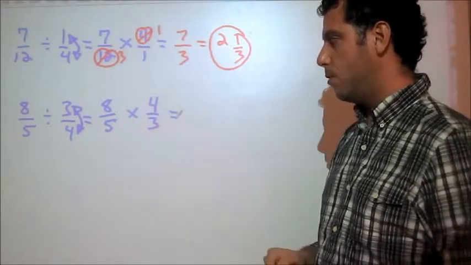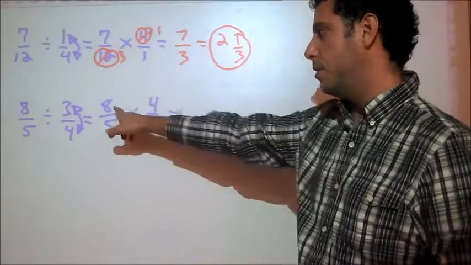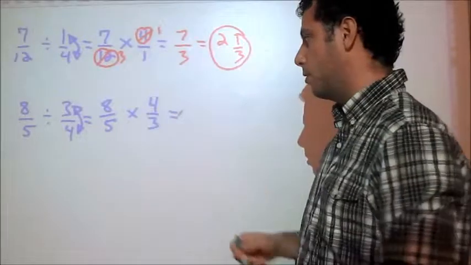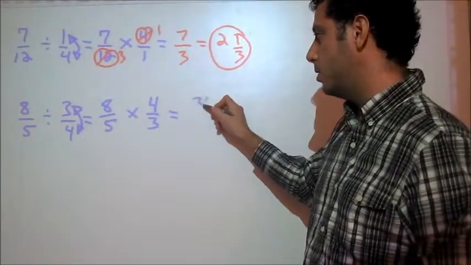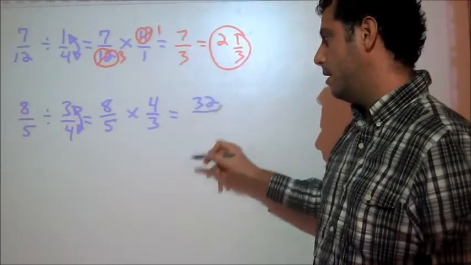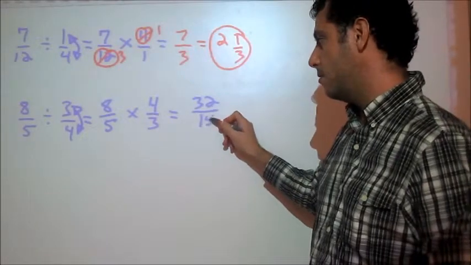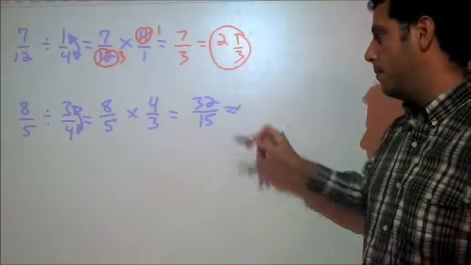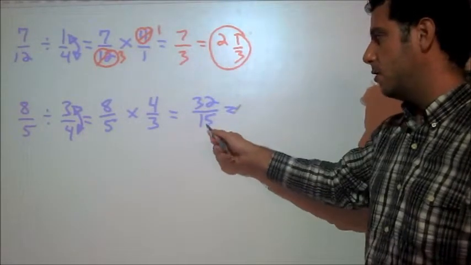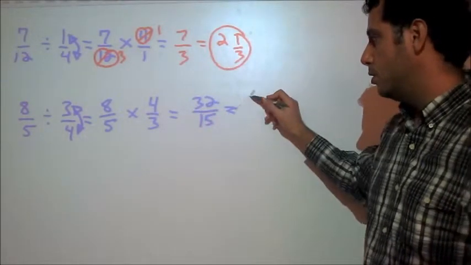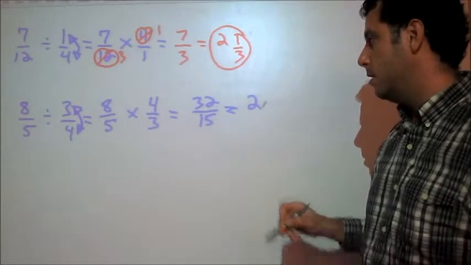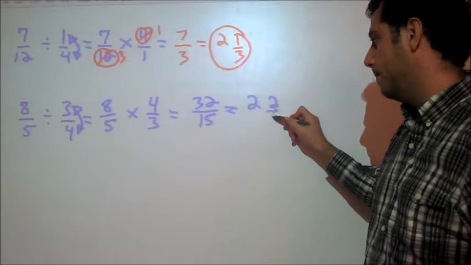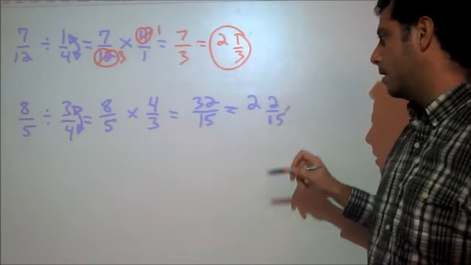Now, in this problem, I don't see any common factors here or here, so we're safe to just multiply straight across. 8 times 4 is 32. 5 times 3 is 15. And then we can, again, simplify this into a mixed number. So 15 goes into 32 2 whole times to make 30, and then 2/15 more to make 32.